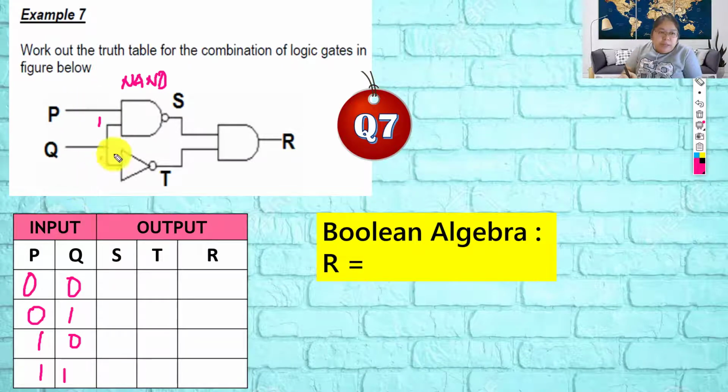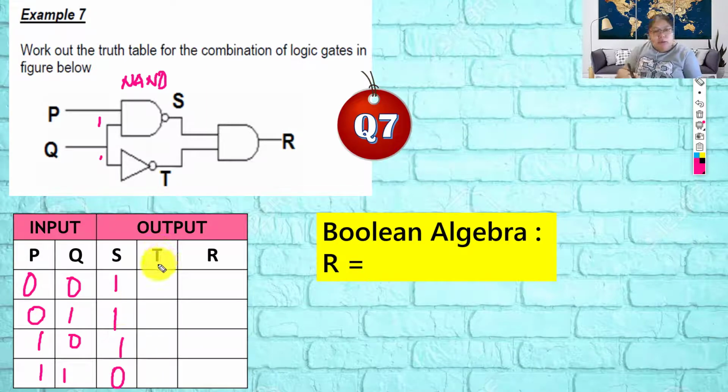So from here, P and Q. So from here, we find it. This one is a NAND gate. So NAND gate is a couple. So from here, this one is a 1, 0. Okay, sorry, terbalik. So this one is a 1. Okay. This one also is a 1, 1, then 0.